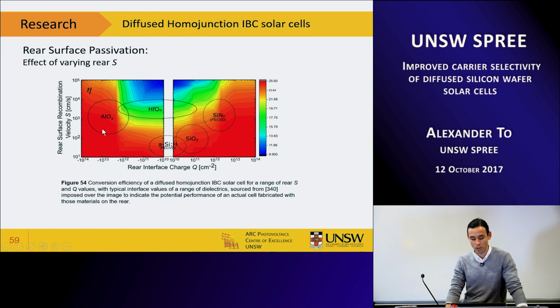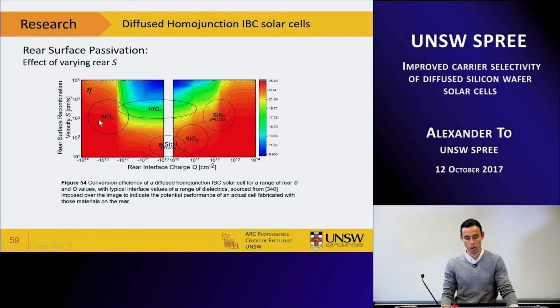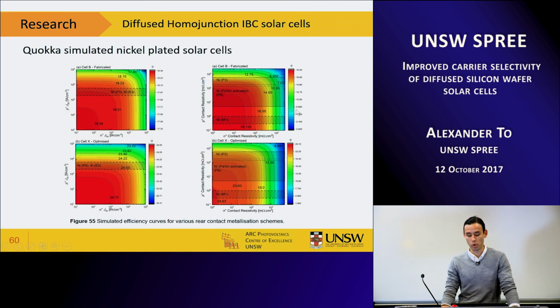What's interesting though is that this suggests that if you can get high enough negative charge or high enough positive charge and have a good interface, you might be able to achieve similar performance with aluminium oxide and silicon nitride. So that's something we wanted to investigate, but didn't actually get around to doing.